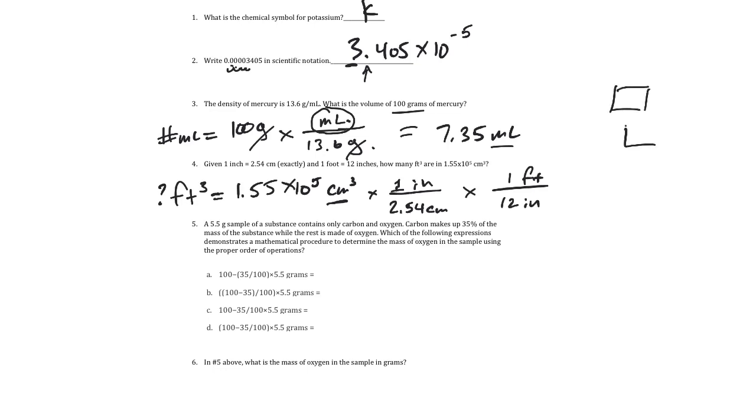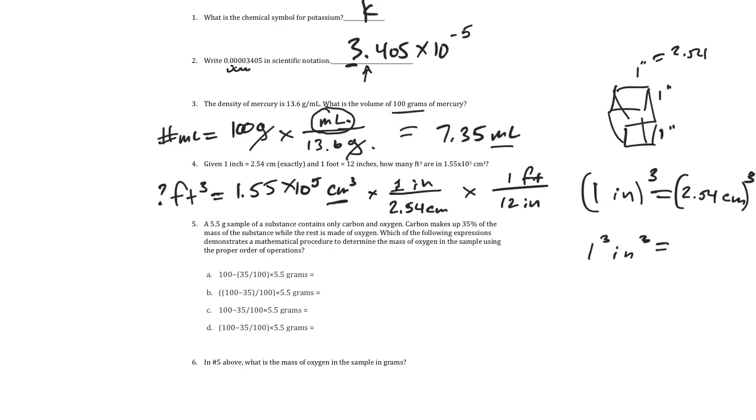I'm not a very good artist, but I maybe can draw a good enough cube. And if each cube has a dimension of 1 inch, then the volume of the cube would be 1 times 1 times 1 inch. Now, if 1 inch is 2.54 centimeters, then 1 inch cubed would be equal to 2.54 centimeters cubed. And that would be 1 cubed, inch cubed is equal to 2.54 cubed centimeters cubed.